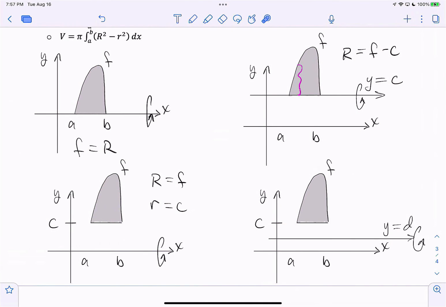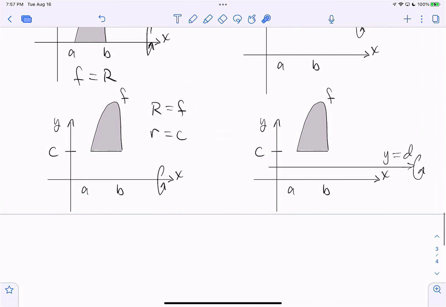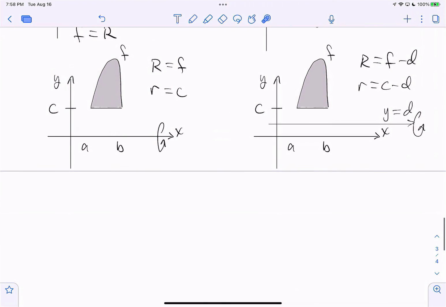At the risk of making this really complicated, now suppose we have a region that's defined by a function f and a constant c. This c could be a function g. It doesn't matter if it's constant. That's not really the point of this. Then we're going to rotate it about the horizontal line y equals d. The outer radius is going to be f minus d, right? The distance between the function and the axis of rotation. And then the inner radius is going to be c minus d, the distance between that edge and the axis of rotation. I hope all of this is making sense.